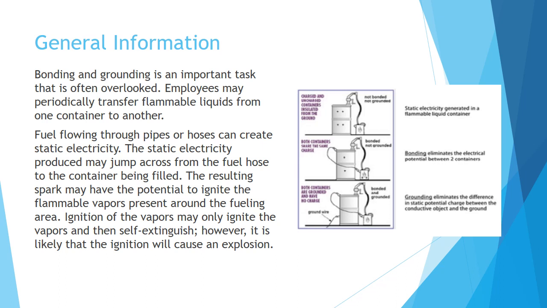Employees may periodically transfer flammable liquids from one container to another. Fuel flowing through pipes or hoses can create static electricity. The static electricity produced may jump across from the fuel hose to the container being filled. The resulting spark may have the potential to ignite the flammable vapors present around the fueling area.